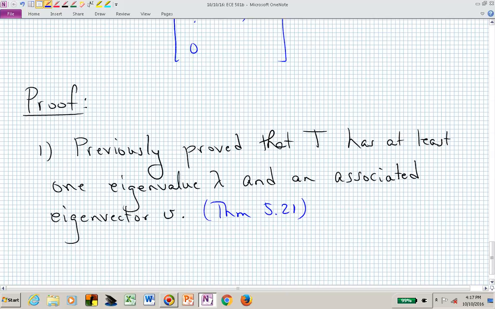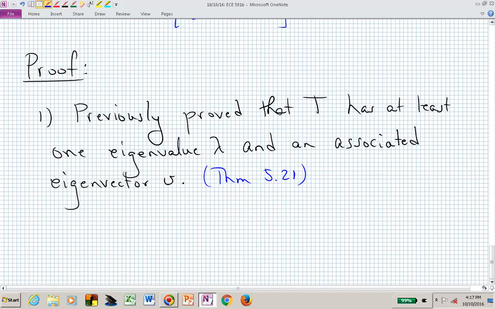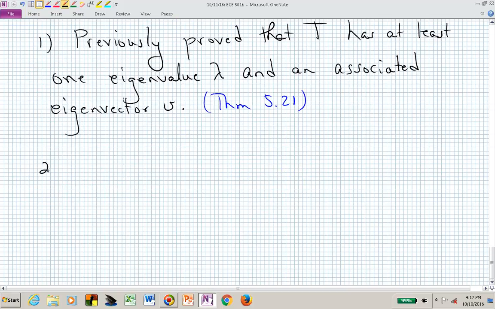That was actually theorem 5.21. For a finite dimensional complex vector space, we know that it has to have at least one eigenvalue. And we have also previously proved, maybe earlier than chapter 5, that if we have one vector, let's say it's one of our basis vectors, we can extend that set of vectors to form a set of basis vectors.